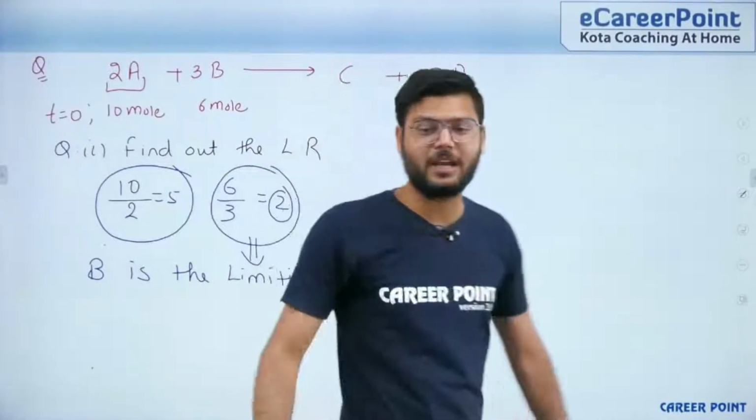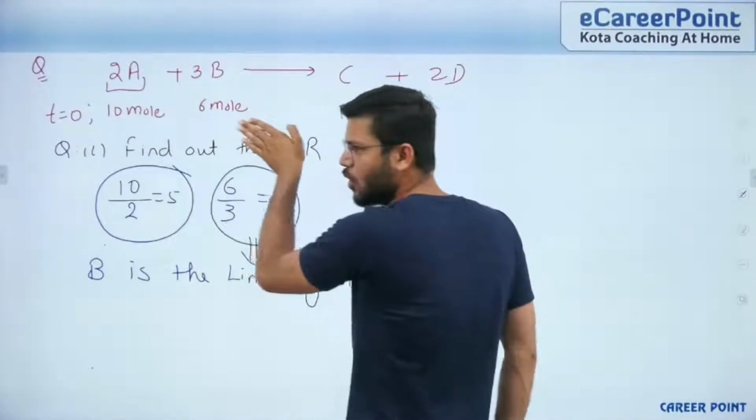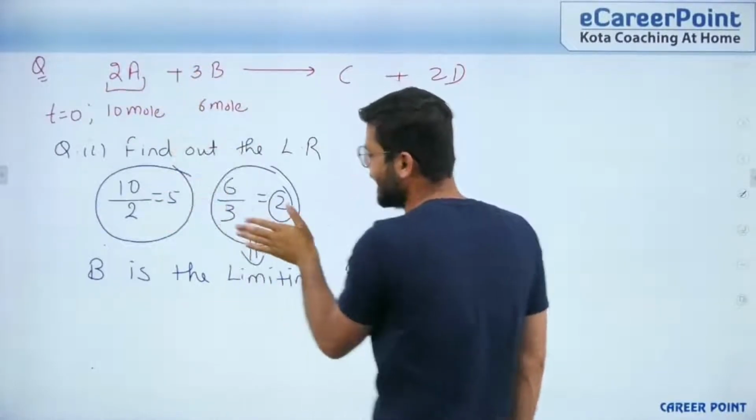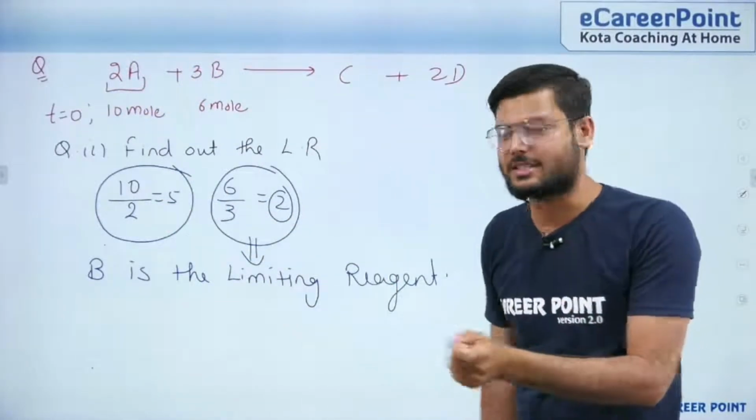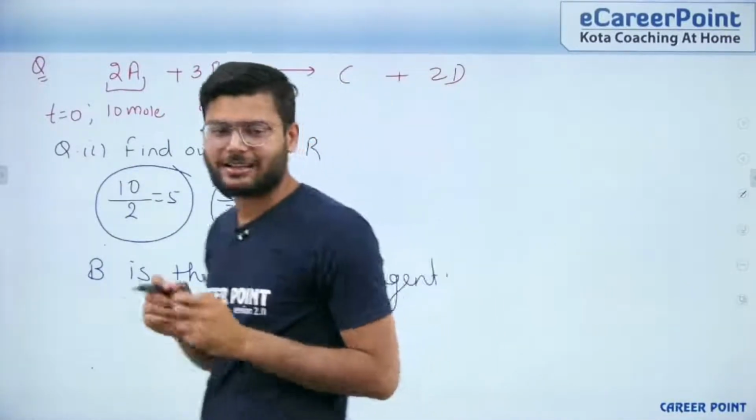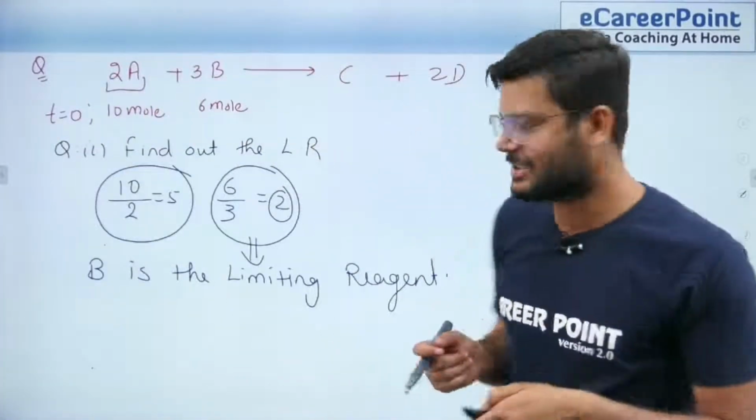So it is a very simple way to calculate it. What you need to do is just write the number of moles and divide those number of moles with the stoichiometry, and you will get this. And the least value is the limiting reagent. I hope till this point you all are clear with this: how will you do and how will you calculate the limiting reagent? Let's see the next part.